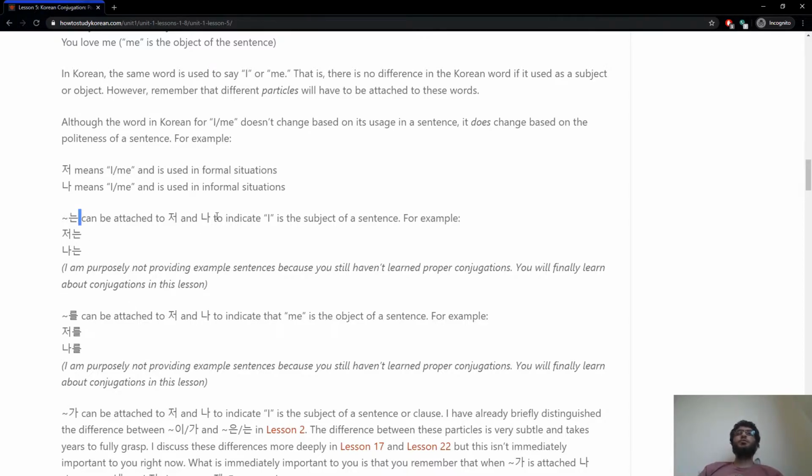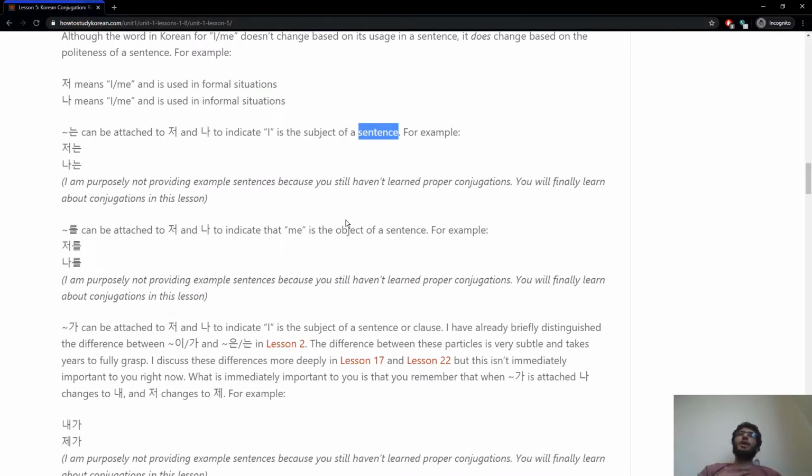는 can be attached to 저 or 나 to indicate I is the subject of the sentence. So for example, 저는 or 나는. I am purposefully not providing example sentences because you still haven't learned proper conjugation. You will finally learn about conjugation in this lesson.